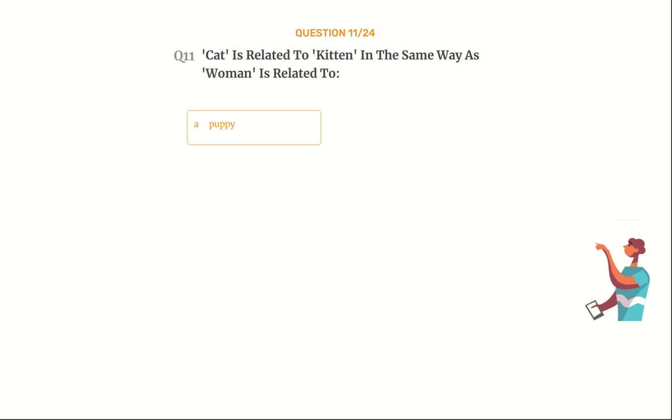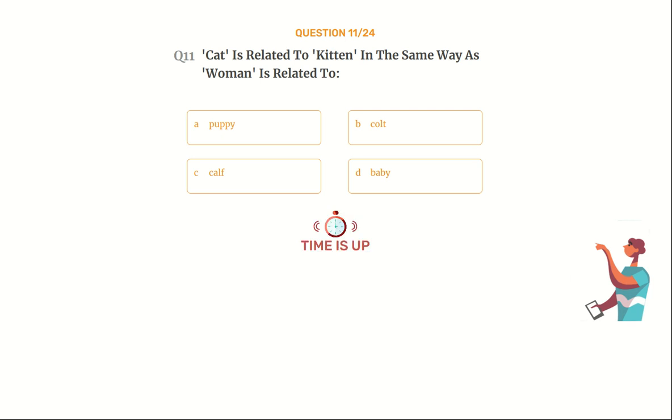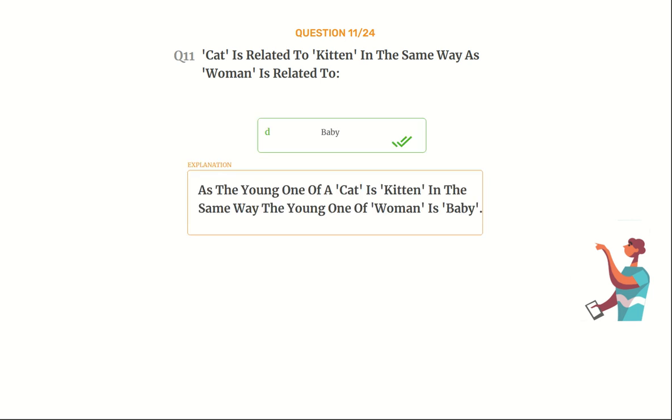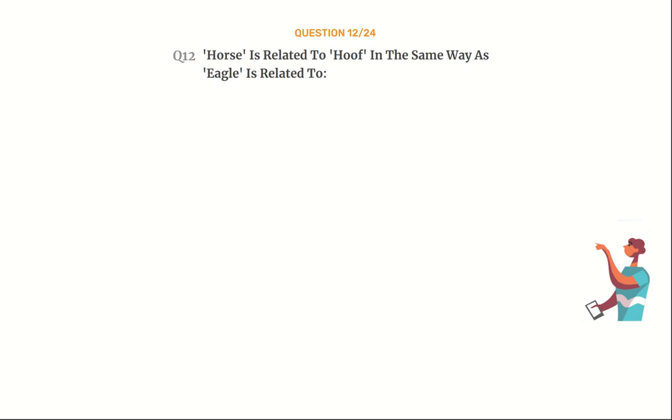Question number 11. Cat is related to kitten in the same way as woman is related to? Option A. Puppy. Option B. Colt. Option C. Calf. Option D. Baby. The correct answer is option D. Baby. As the young one of a cat is kitten, in the same way the young one of woman is baby.